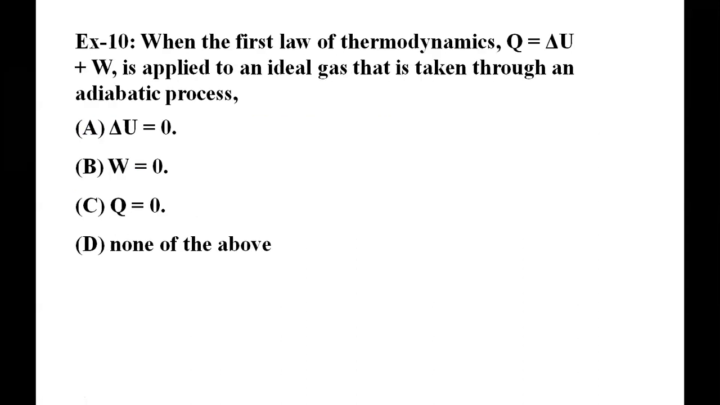Okay, another example. When the first law of thermodynamics, Q equals delta U plus the work, is applied to an ideal gas that is taken through an adiabatic process, what is the answer? When we say adiabatic process, this means no heat flow. Then Q equals 0.